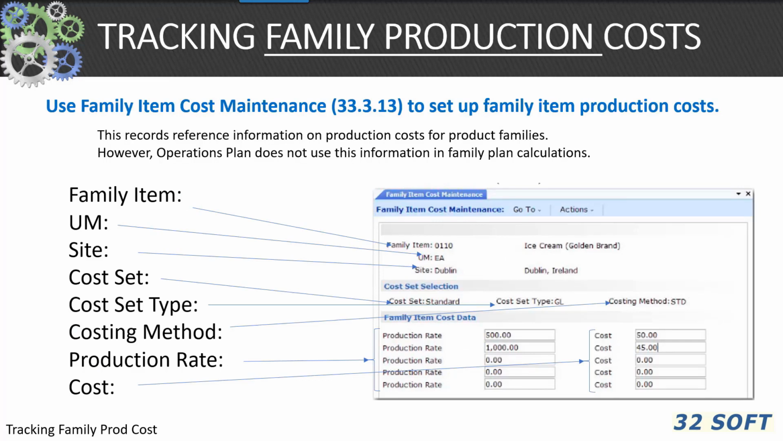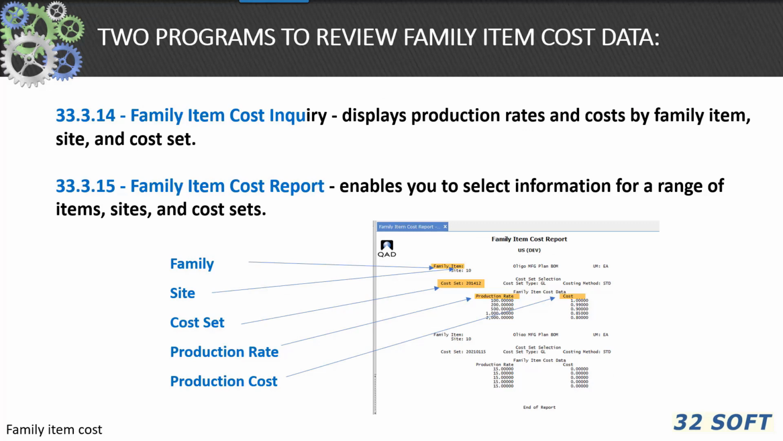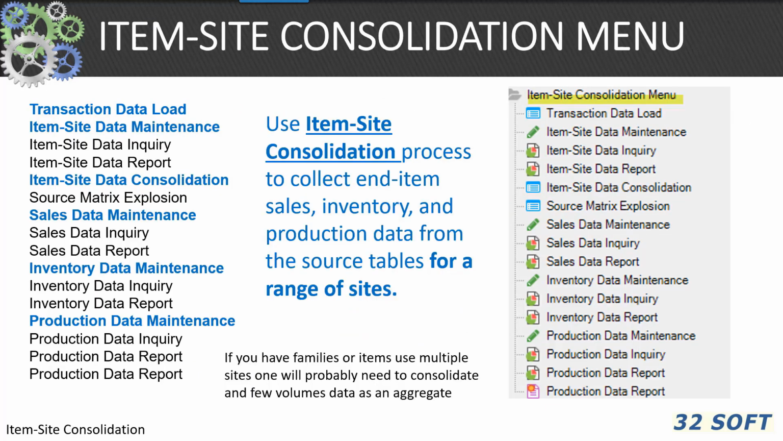The tracking of family production cost using 33.3.13, you can set up items family cost. These records reference information for product cost on product families. However, the operations plan does not use this in the family calculations, but it is extremely beneficial for keeping track of product family costs. You can see those family costs in 3.13 to 14 and 15.